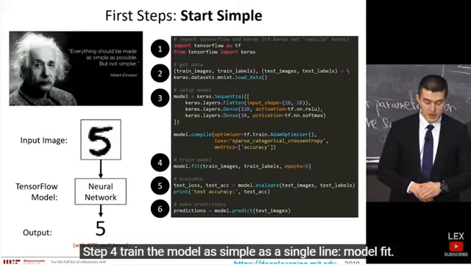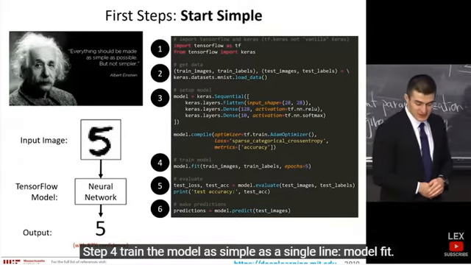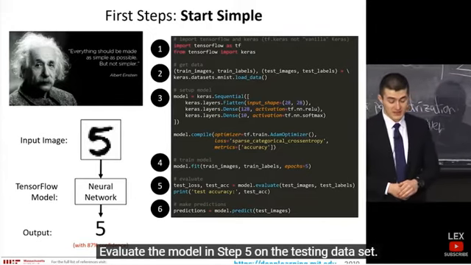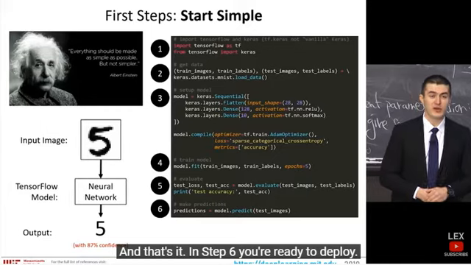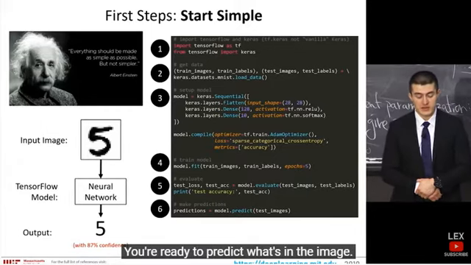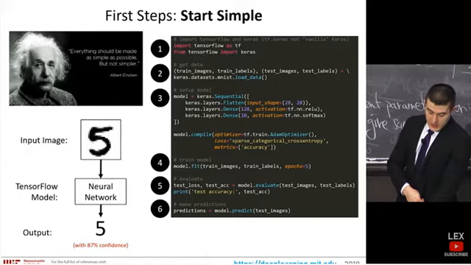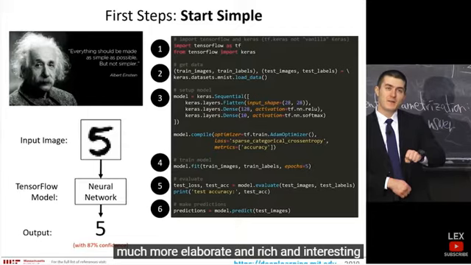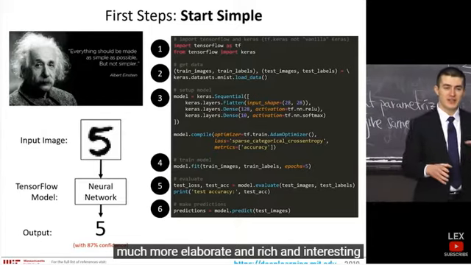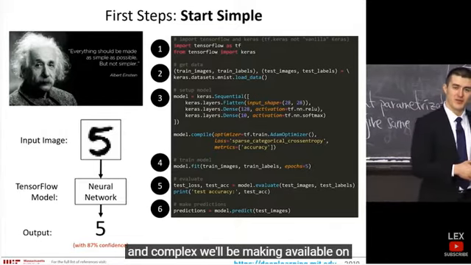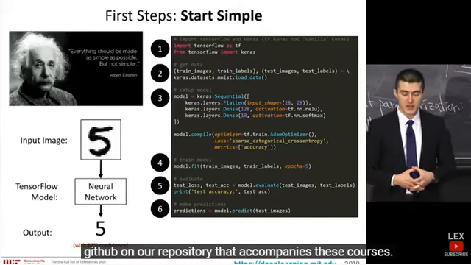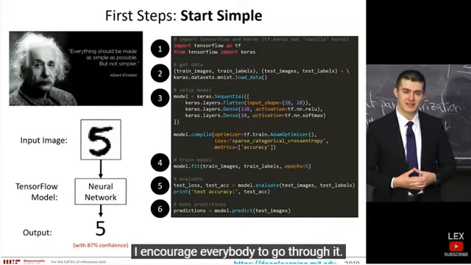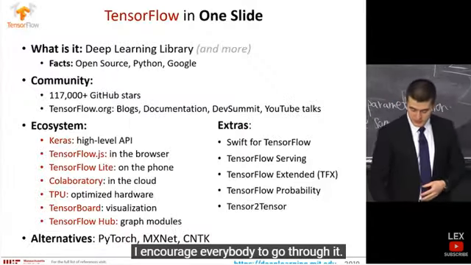Step 4, train the model, as simple as a single line, model fit. Evaluate the model in step 5 on the testing data set, and that's it. In step 6, you're ready to deploy. You're ready to predict what's in the image. It's as simple as that. And much of this code, obviously much more elaborate and rich and interesting and complex, we'll be making available on GitHub, on our repository that accompanies these courses. Today we've released the first tutorial on driver scene segmentation. I encourage everybody to go through it.